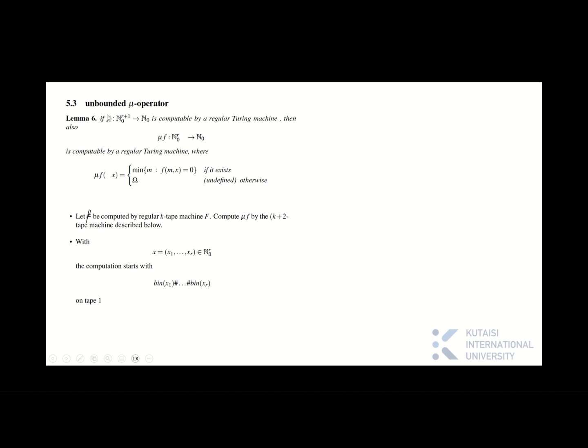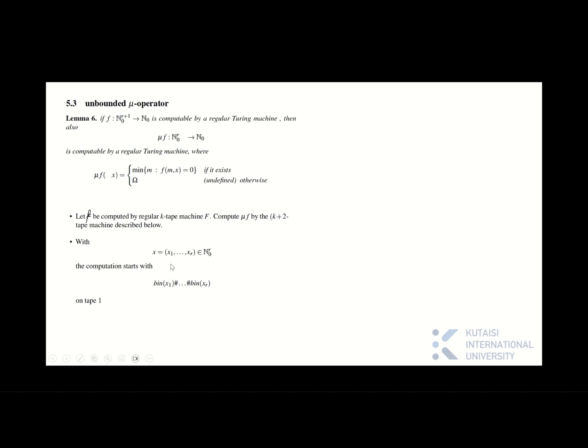So I know that this f is computable by a Turing machine. So let f be computable by some regular k-tape Turing machine, big F. So big F is a machine or a program that computes f. Now I want to compute mu f, and I am going to do it in k+2 tapes. This is a technicality. If I needed k tapes to compute this function, I say that I need 2 more tapes, but it doesn't really matter.